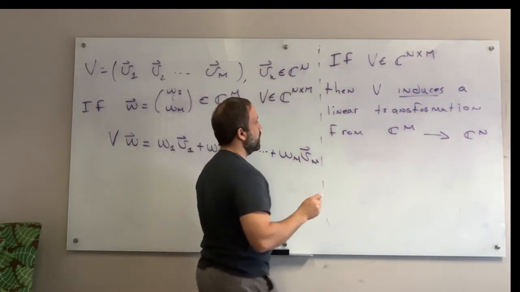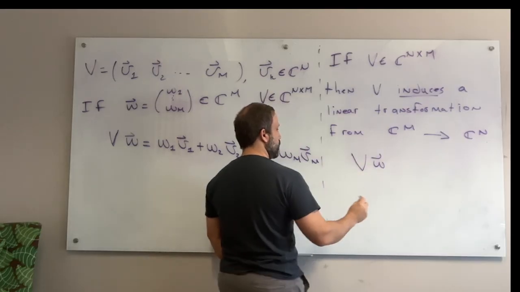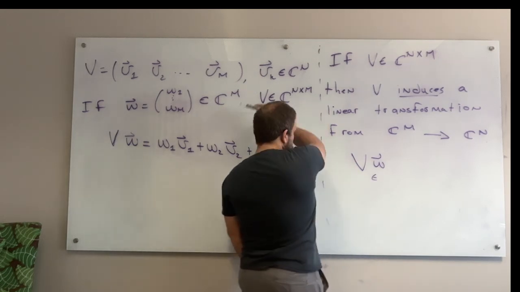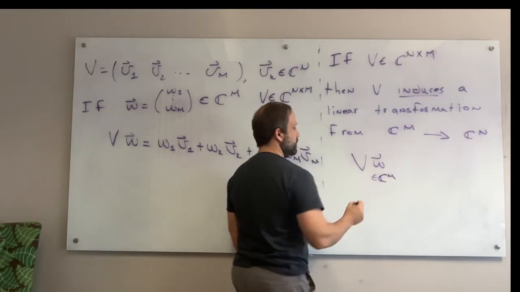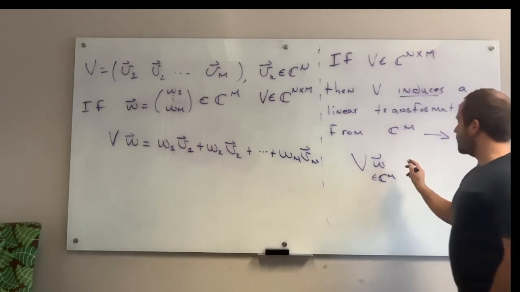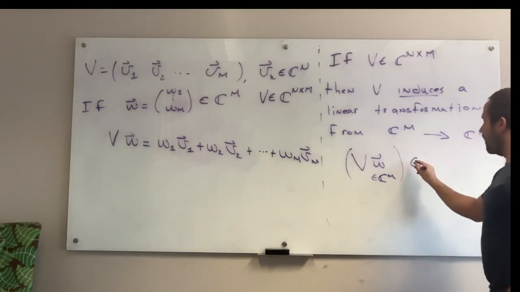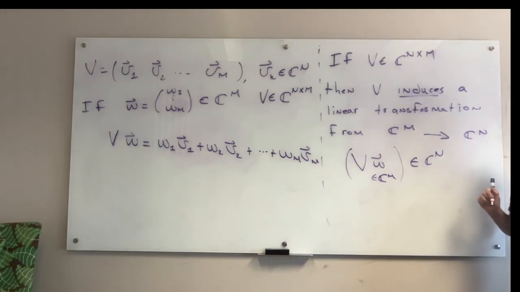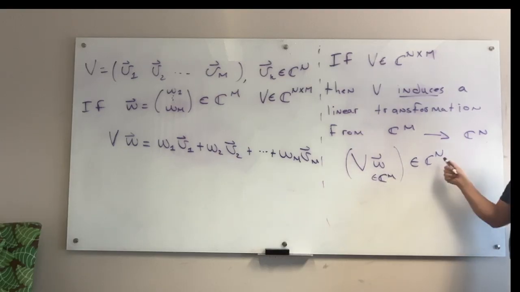Okay, so what do I mean by that? So I have my matrix V. I'm going to multiply it by my vector W. Remember that W, if I use these same letters over here, is an m-dimensional vector, and this output, the product of V and W, as I discussed over there, is an n-dimensional vector. So W is an m-dimensional vector, and this is an n-dimensional vector.